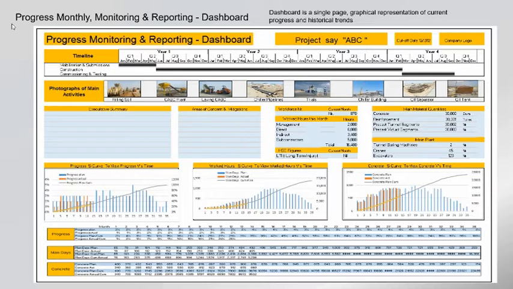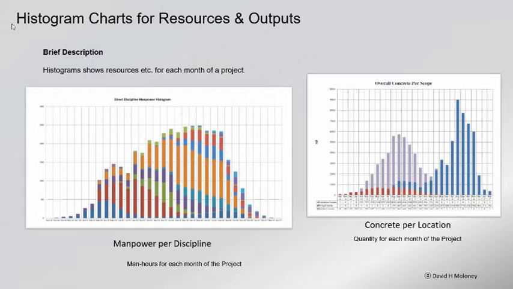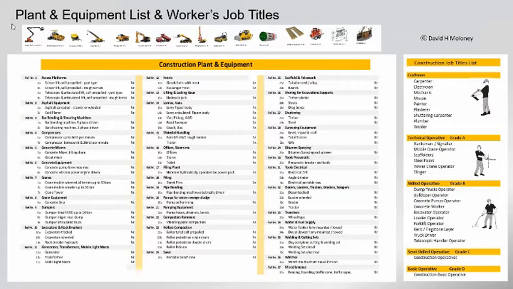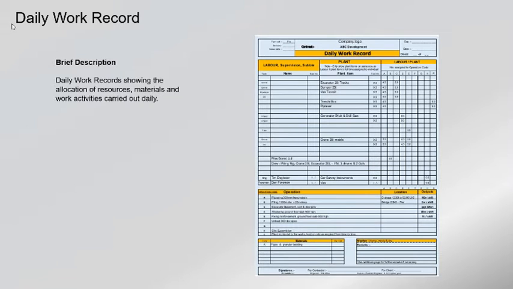Dashboard for monitoring and reporting progress. Histograms. Shows resources etc. for each month of a project. Resources, plant and manpower list. Daily work record. Records the allocation of resources, materials, and work activities carried out daily.